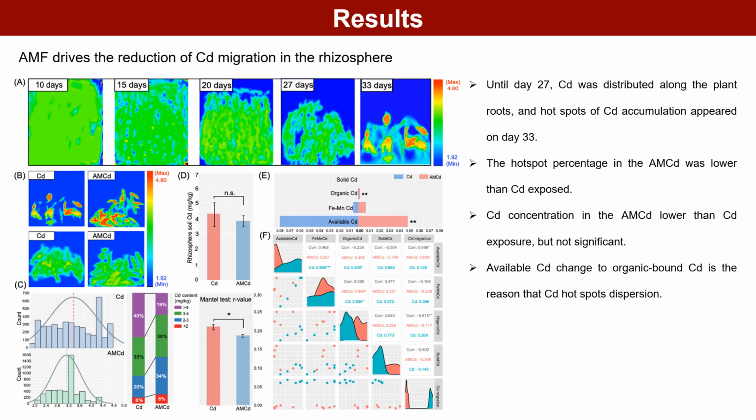On day 27, cadmium showed a pattern of distribution along the root, and under 33, a hotspot of cadmium appeared around the root. However, compared with the CD, the hotspots in the AMCD were reduced, and the content of exchangeable cadmium in the AMCD is lower than that in the CD, but organic bound cadmium increases.